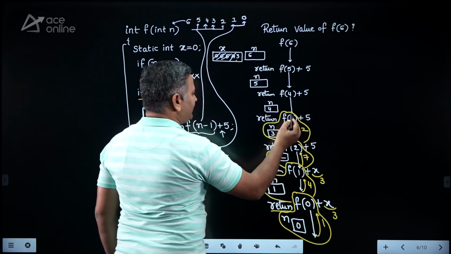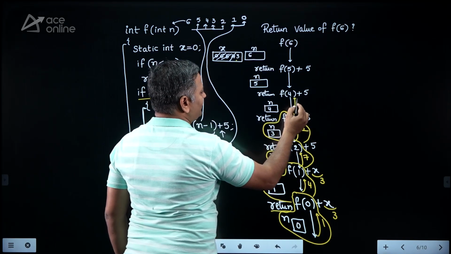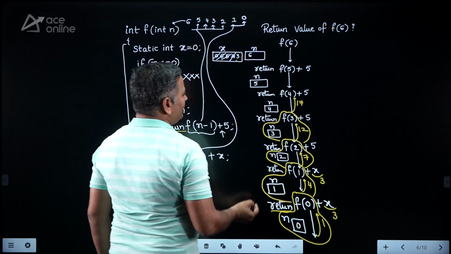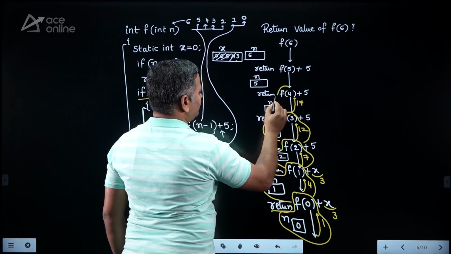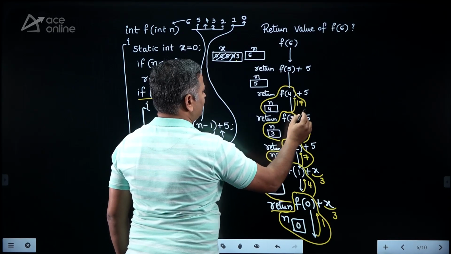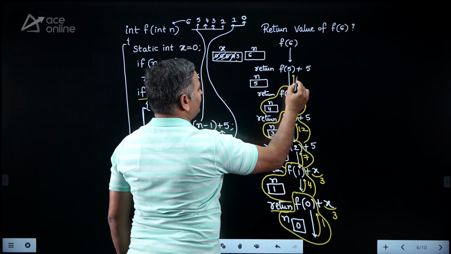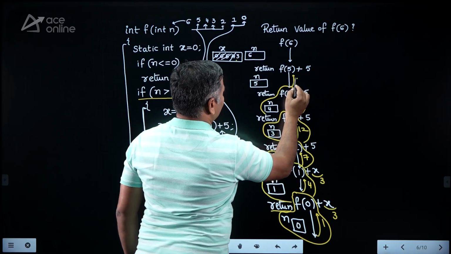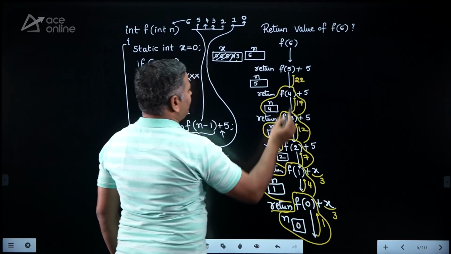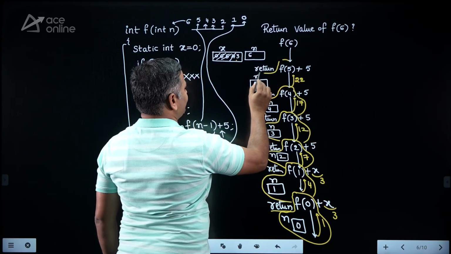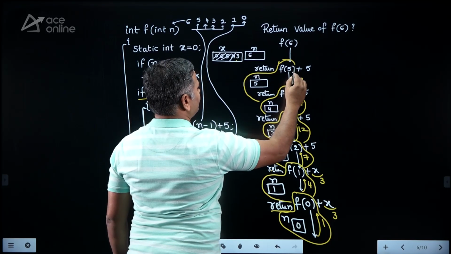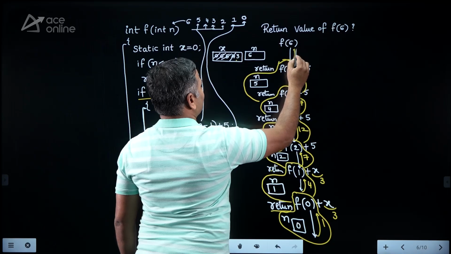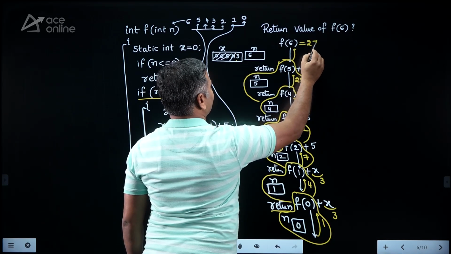Then 12 plus 5 equals 17, that will be returned to the previous level. 17 plus 5 is 22, right. Then 22 plus 5 equals 27. So it will return 27. So I got the answer as 27, friends.